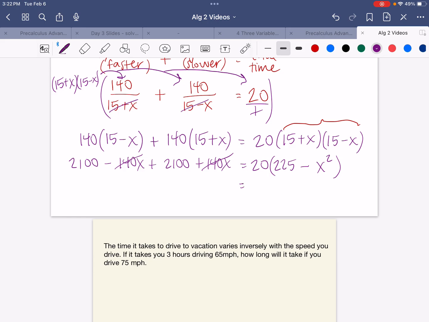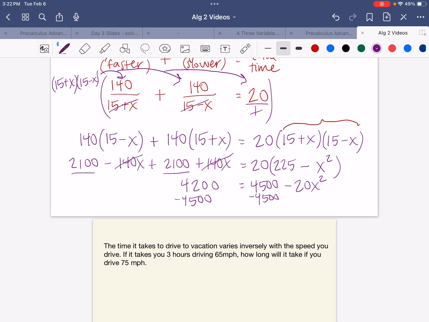Now I'm going to multiply this out. 225 times 20 is 4,500 minus 20x squared. I have 4,200 on the left side when I combine these together. Now let's solve. It's up to you which way you want to move different parts of your equation. It looks like there's no x in the middle, so I think I could just isolate this single x squared by subtracting 4,500.